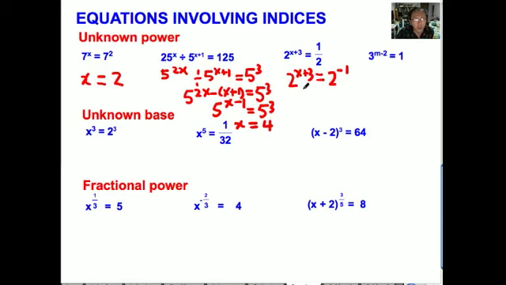In the second case, we have a negative fractional power. Thus, we have to apply a negative reciprocal 3 over 2 to both sides of the equation.